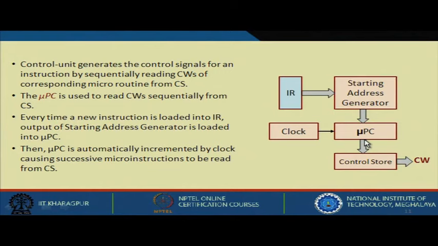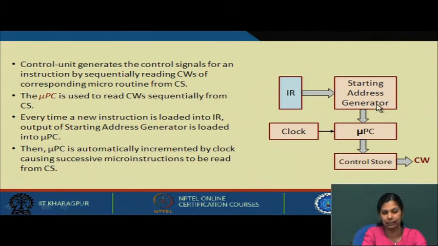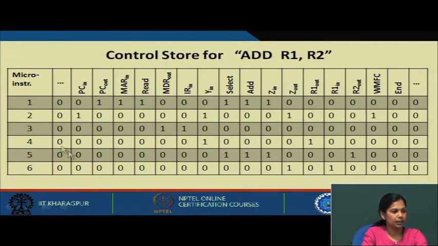In the same way, if the next instruction needs to get executed, then the starting address of that particular instruction will get loaded into the MuPC, and accordingly from the control store, the control words will get generated. The MuPC is automatically incremented by the clock, causing successive micro instructions to be read from the control store. So, this is how it is stored.